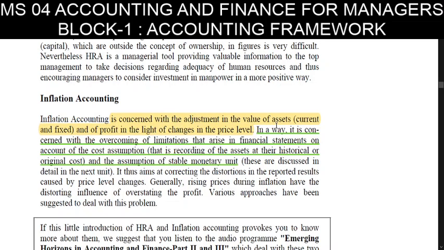In a way, it is concerned with the overcoming of limitations that arise in financial statements on account of the cost assumption and the assumption of a stable monetary unit.